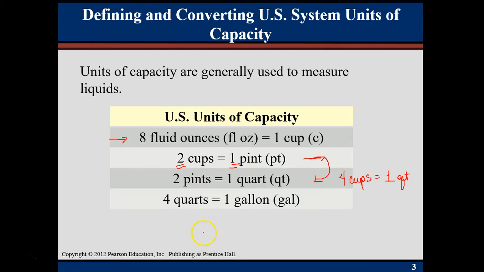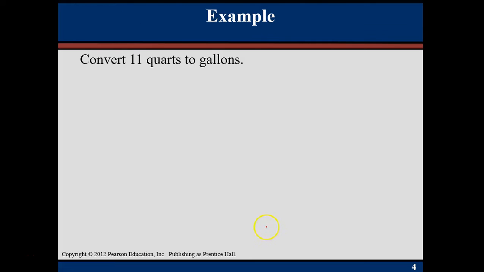And then there's 4 quarts to a gallon. Think quarters, like there's 4 quarters to a dollar, there's 4 quarts in a gallon. And then a gallon is our largest unit of measure for capacity in the U.S. If I want to go quarts to gallons, I know there's 4 quarts in 1 gallon. And for our conversions, what you want to go to comes up top. So I have 1 gallon, and that's the equivalent of 4 quarts.